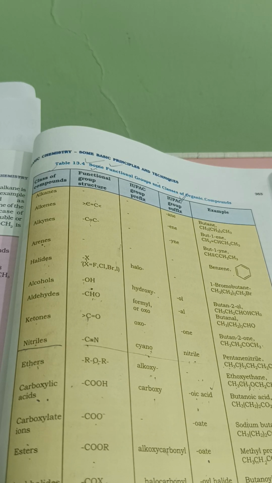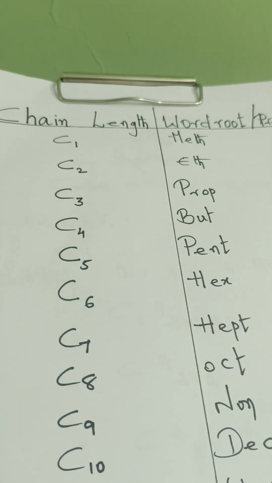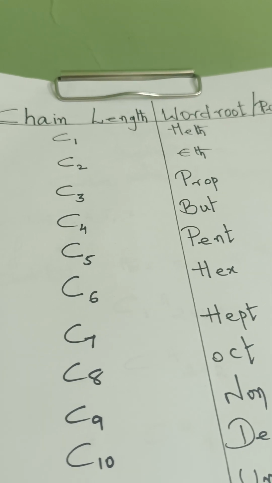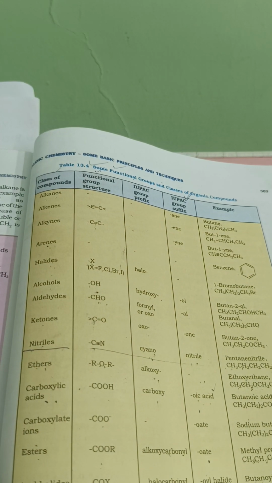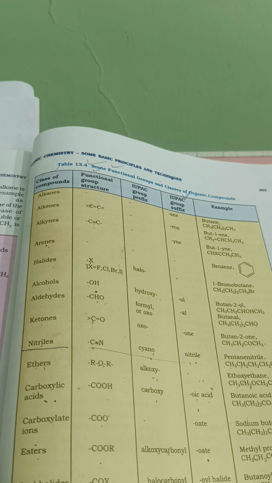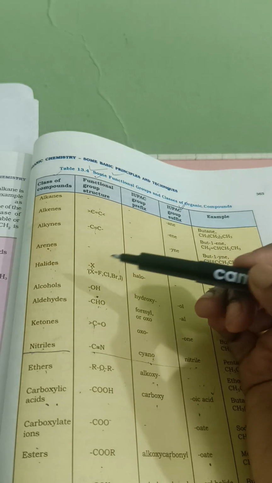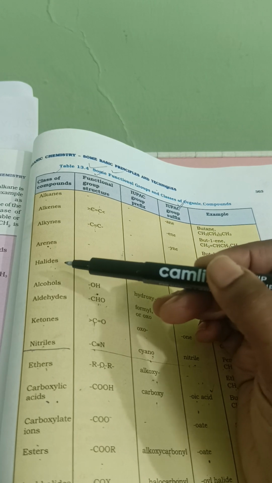Good evening, dear students. In the last class, we discussed the basic concepts in organic chemistry, that is chain length and word root. After that, we also discussed some of the functional groups and different classes of organic compounds. In the last class, we discussed up to halides.